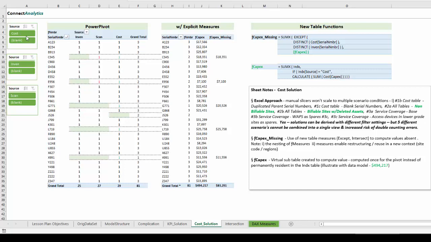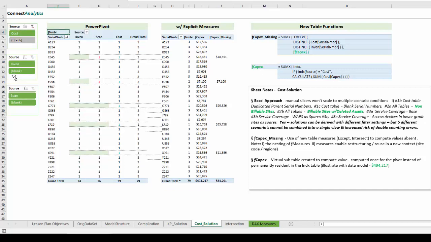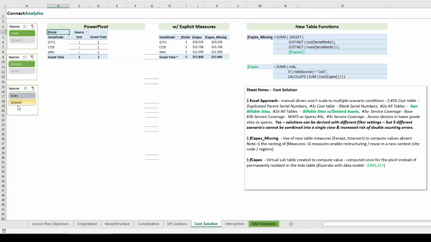We would say, gee, we want to see what's in cost, but we want to see the gaps in inventory. So we want to pick up the blanks in inventory and the blanks in the scan. So what we're able to say now, with great certainty, is we see these serial numbers in cost, we don't see them in the source, and we don't see them in the scan. And so we have three numbers here that are available at about $57,000. And we were able to understand a piece of what we wanted to accomplish.